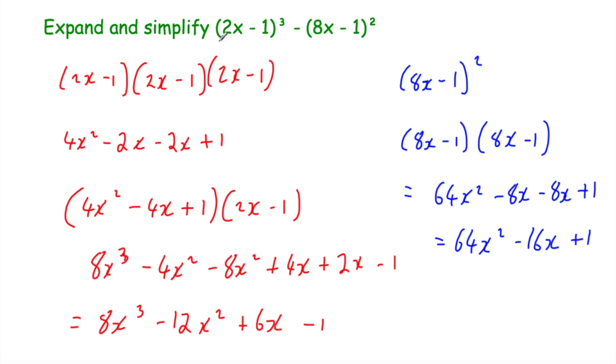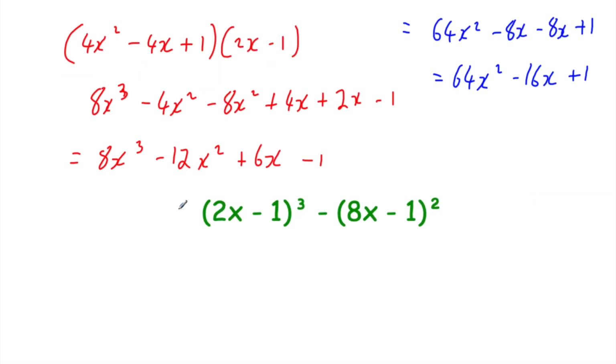So that's fantastic. We've now worked out what 2x minus 1 all cubed is, and we've worked out what 8x minus 1 all squared is, which is this. Now we've got to take them away.